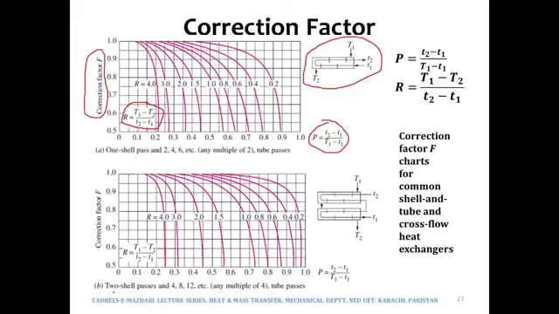Similarly, for 2 shell passes and 4, 8, 12 etc. or any multiple of 4 tube passes, this one was for 1 shell pass, and this figure B is for 2 shell passes. We will do the same thing. Over here are mentioned all the temperatures, and we will again be finding out P and R, and we will be reading out the correction factor from the y-axis, from the ordinate.